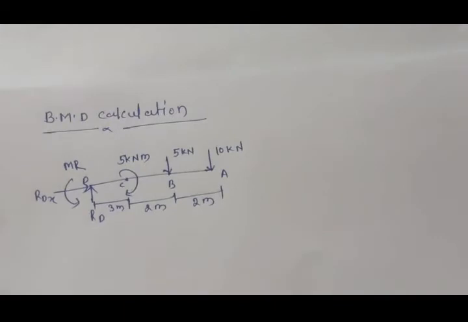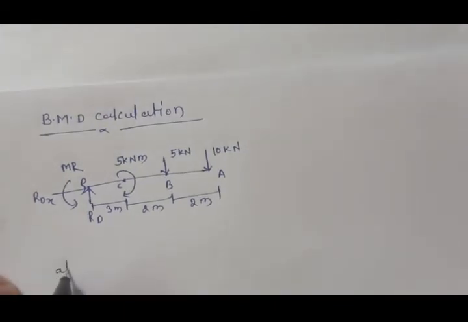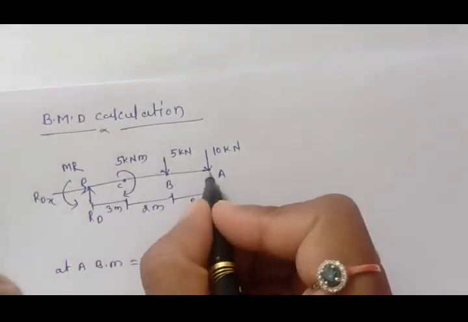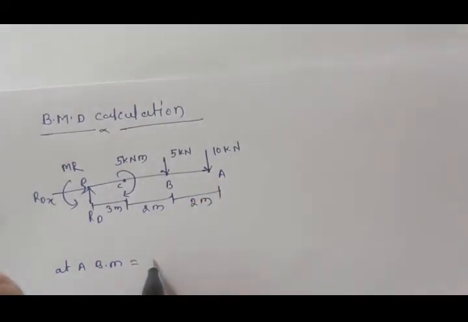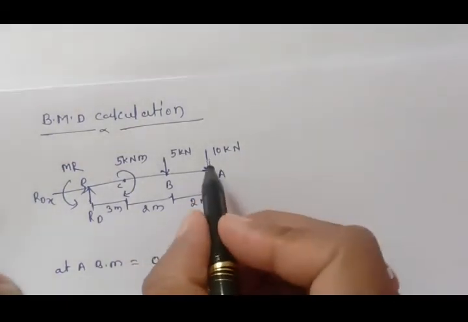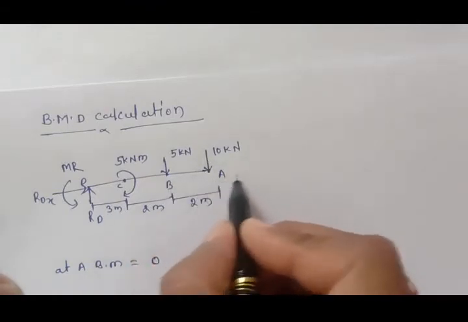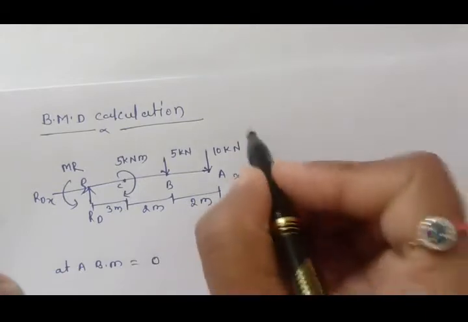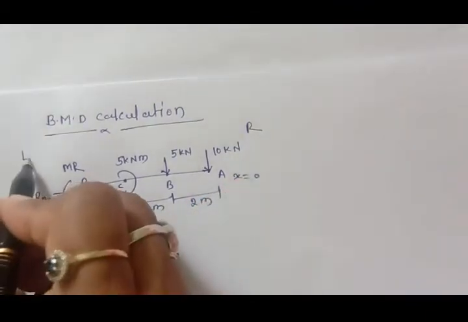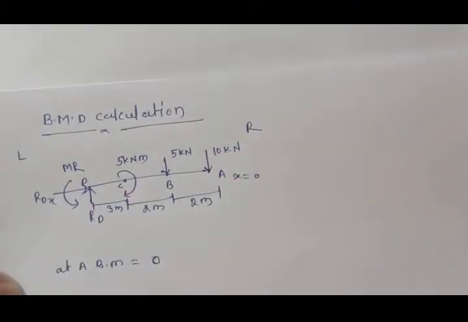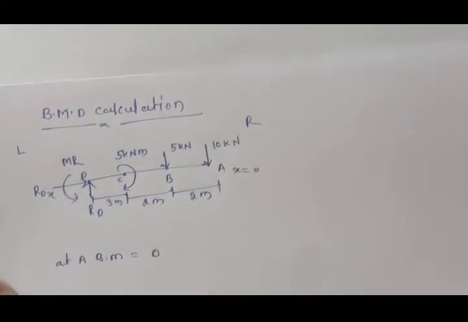Now we calculate the bending moment at A. The bending moment at this point A will be 0, because the bending moment is nothing but force into perpendicular distance. Here the distance is 0 because x equals 0. We start from right to left, so here x is equal to L. So at A the bending moment will be 0.